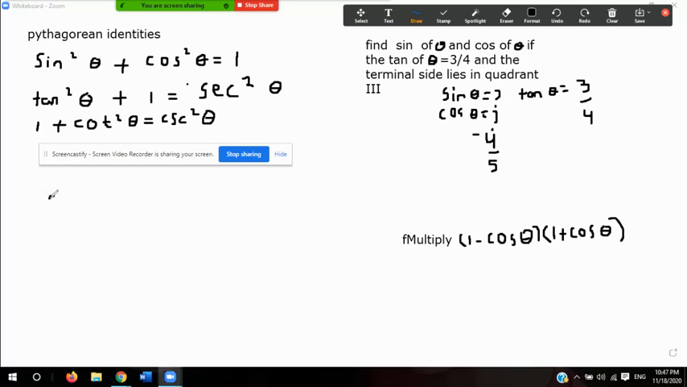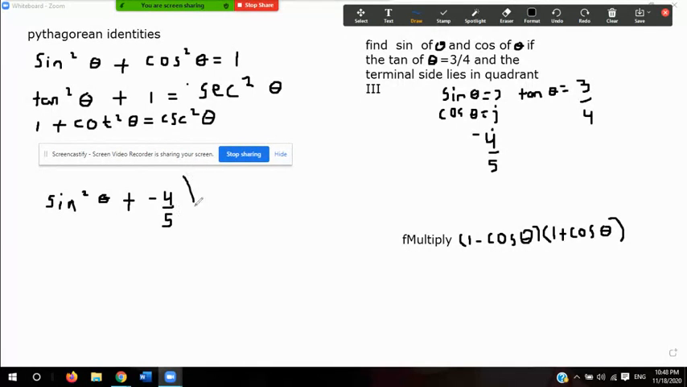So the sine squared of theta is what I'm looking for, plus the cosine squared. But the cosine squared we already know is negative 4/5 squared. So I'm just going to go straight into plugging in the numbers.